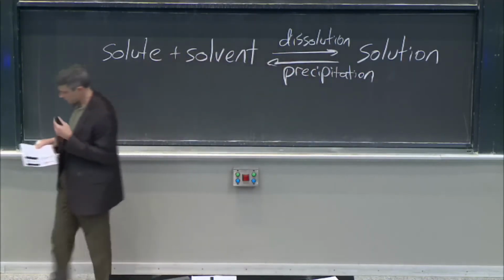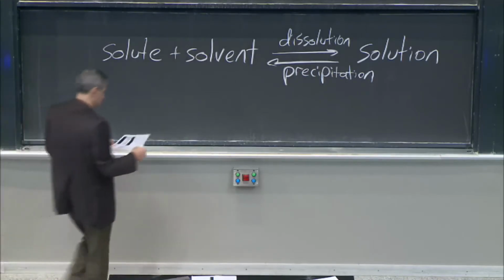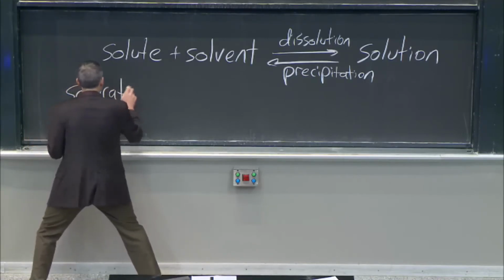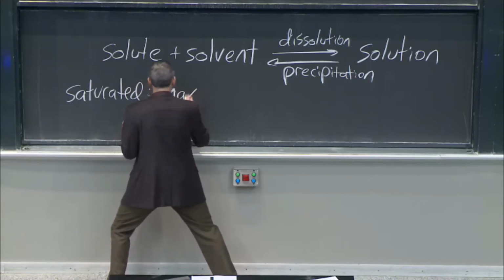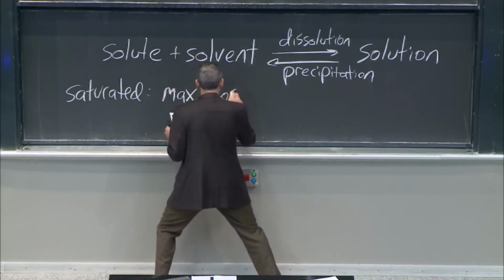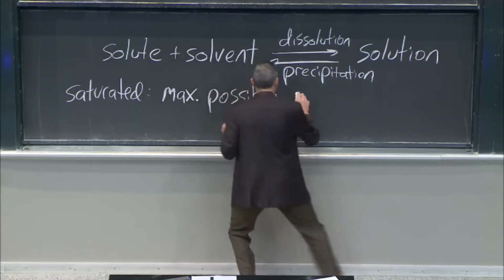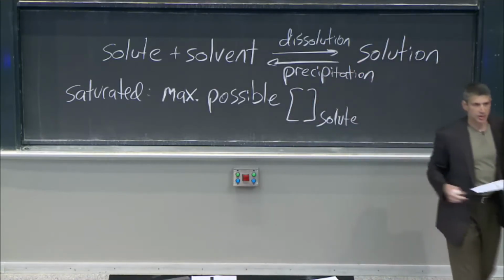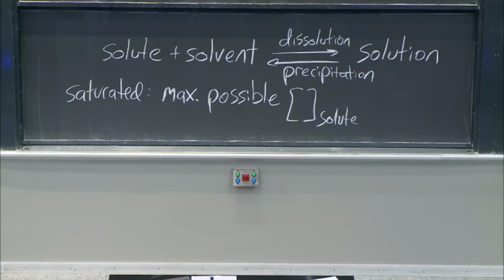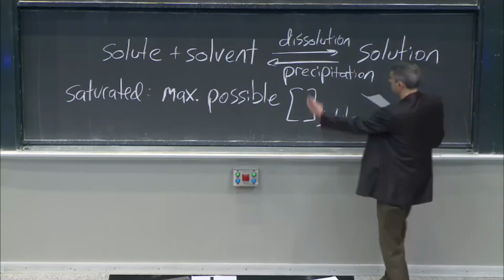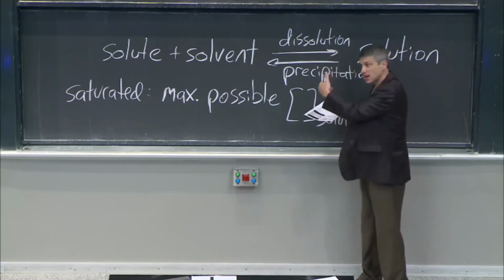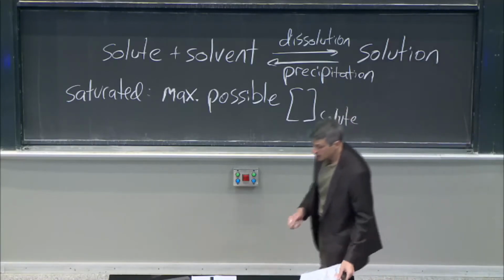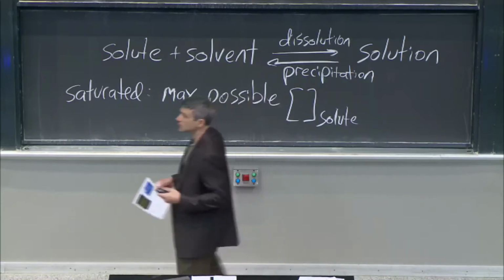Precipitation. All right? And so at the saturated solution, if it's saturated, then that's another way of saying we've reached the max possible concentration of the solute. Remember, little brackets means concentration, molarity. Okay? It means that these rates, thinking back to Friday, are the same. This is a dynamic equilibrium. And so that's what we need now, the tools to talk about.